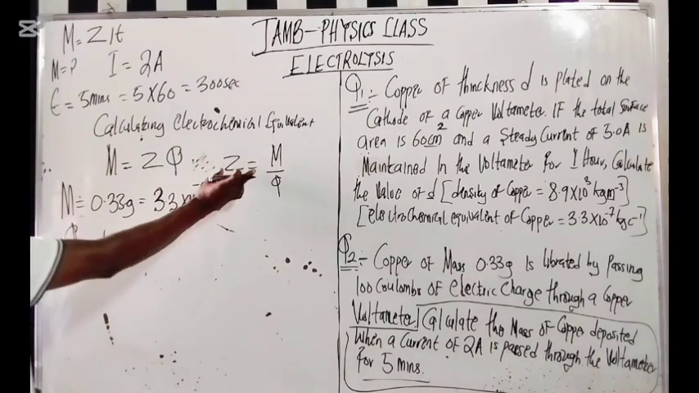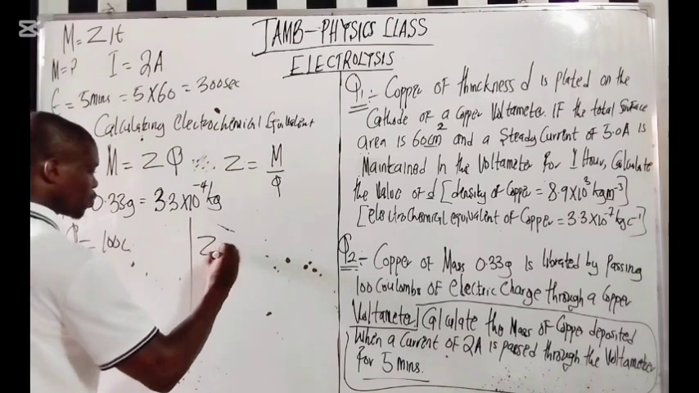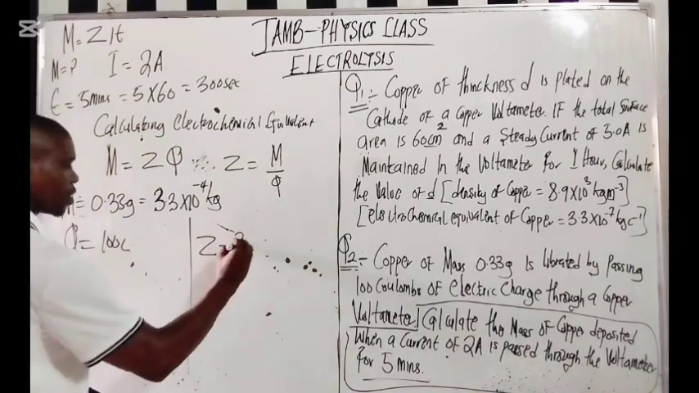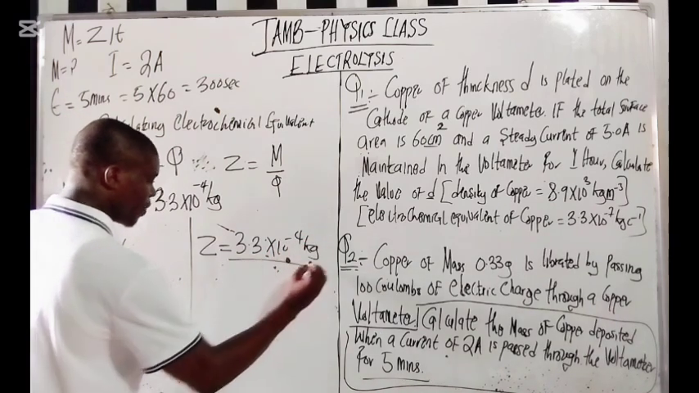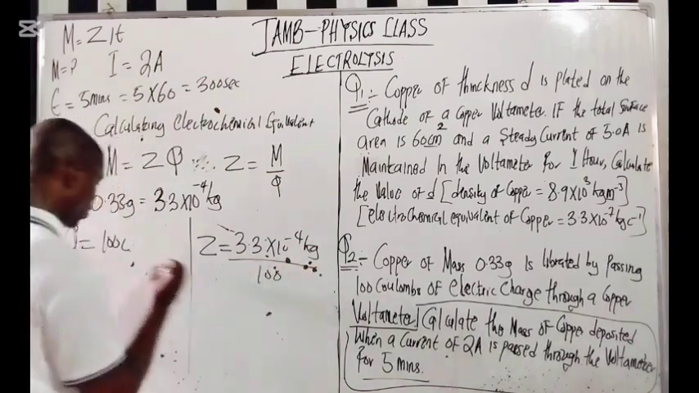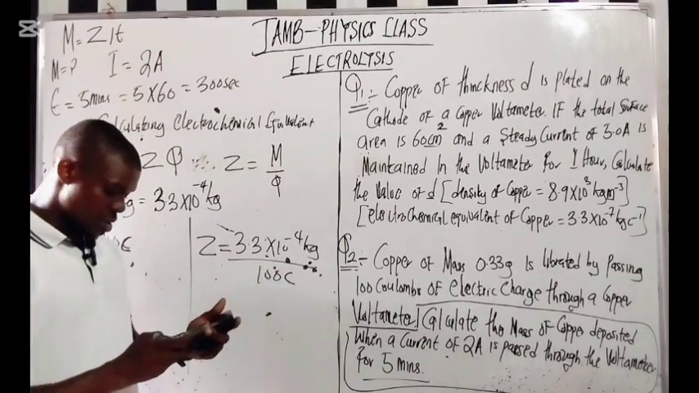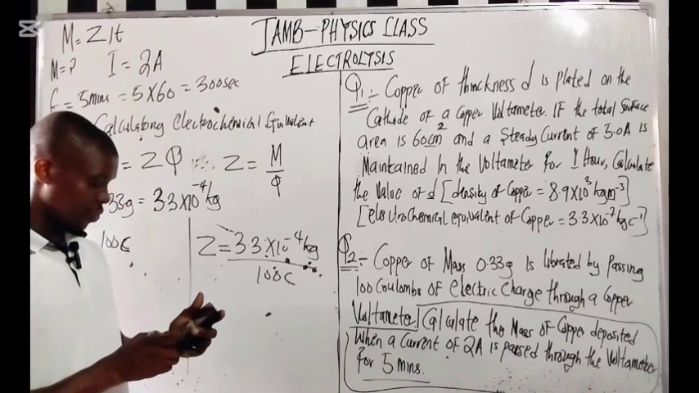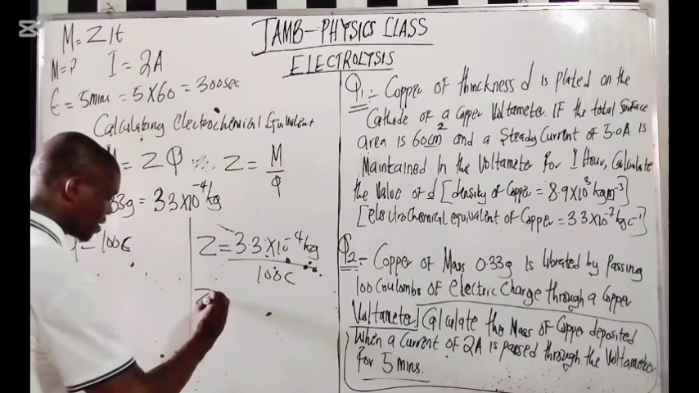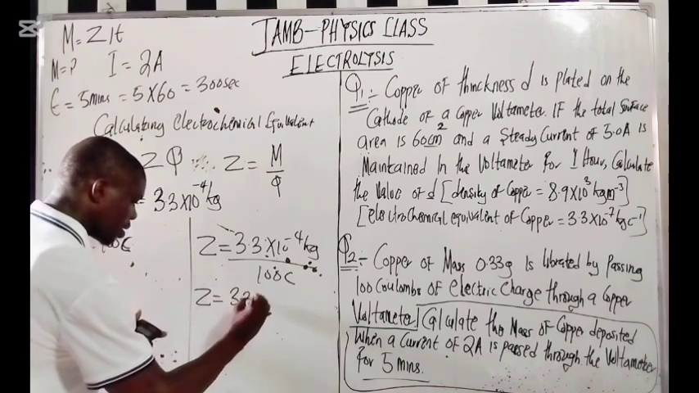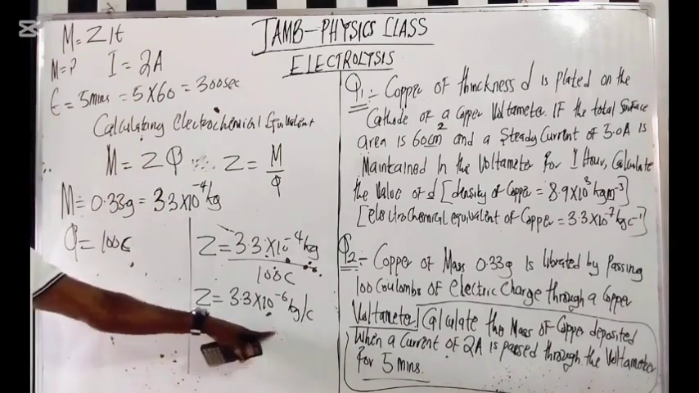So from here, you can really calculate your electrochemical equivalent, which is Z here, right? So let me put it here. It's going to be Z equals to my M. What is my M? My M is 3.3 exponential minus 4 kg over 100 coulomb. Remember, here C is coulomb. So you have 3.3 exponential minus 4 divided by 100. So my Z here is equal to 3.3 exponential minus 6 kg per coulomb. This is that, kg per coulomb.